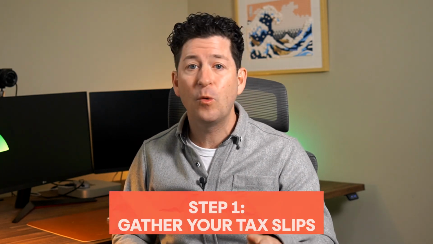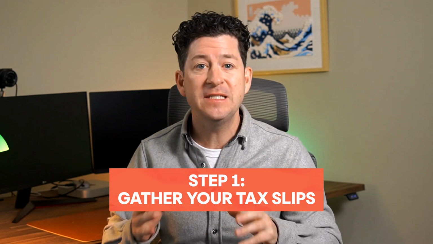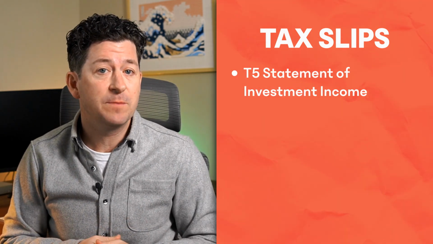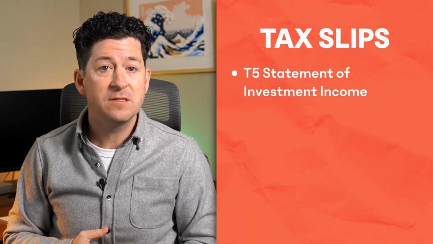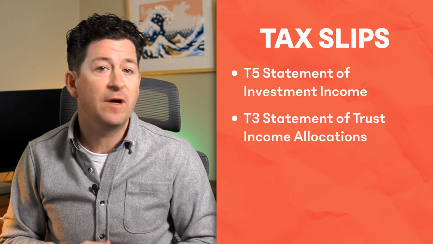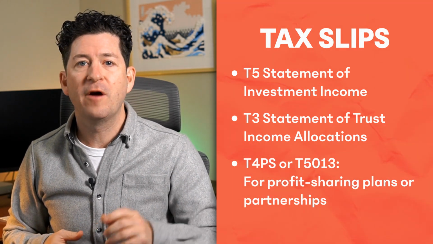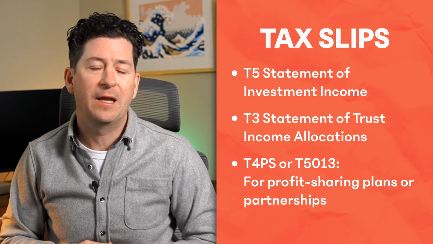For most people, claiming the dividend tax credit is simple. Just enter the information from your tax slips into tax software or hand over those slips to your accountant. Here's how it works. Step 1, gather your slips. When you earn dividend income, you'll receive tax slips that detail everything you need to report. These include T5s, which are statements of investment income, so those would be for most dividends. T3s are statements of trust income allocations for mutual funds or certain trusts, or a T4PS or T5013 for profit sharing plans or partnerships. These are less common though.